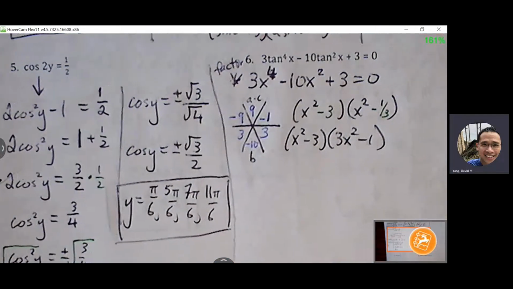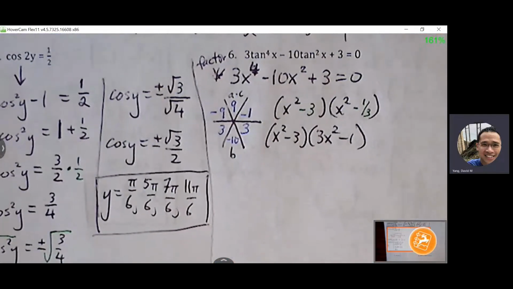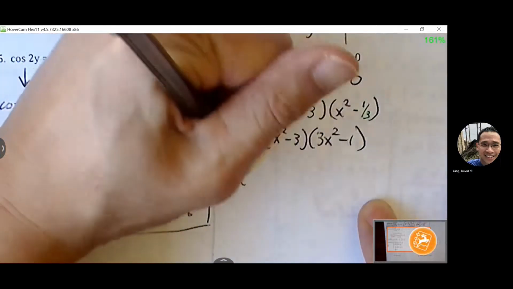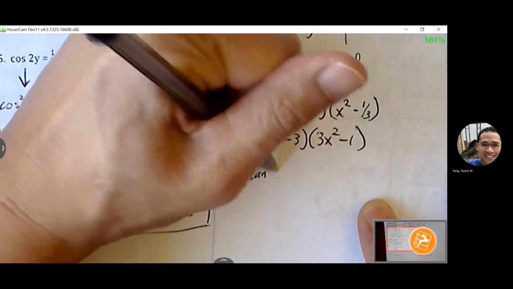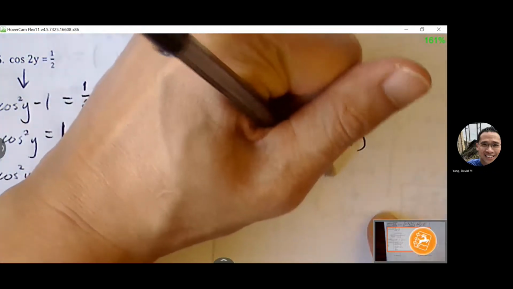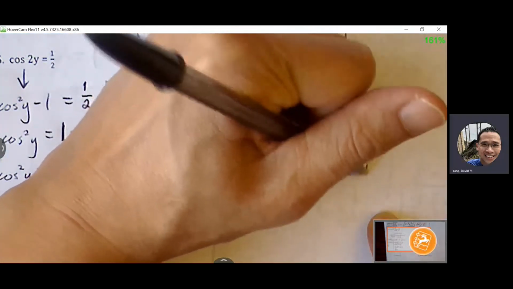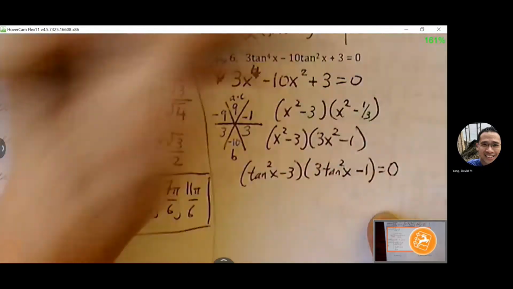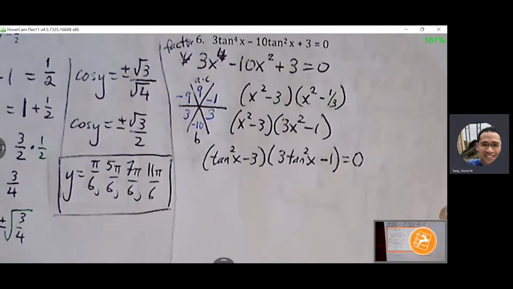Okay, don't forget, our purpose is trying to solve for tangent here, so let's bring tangent back into our factored form. Okay, set both parentheses equal to 0. We're going to see quite a few solutions here. See if you can find all of them.